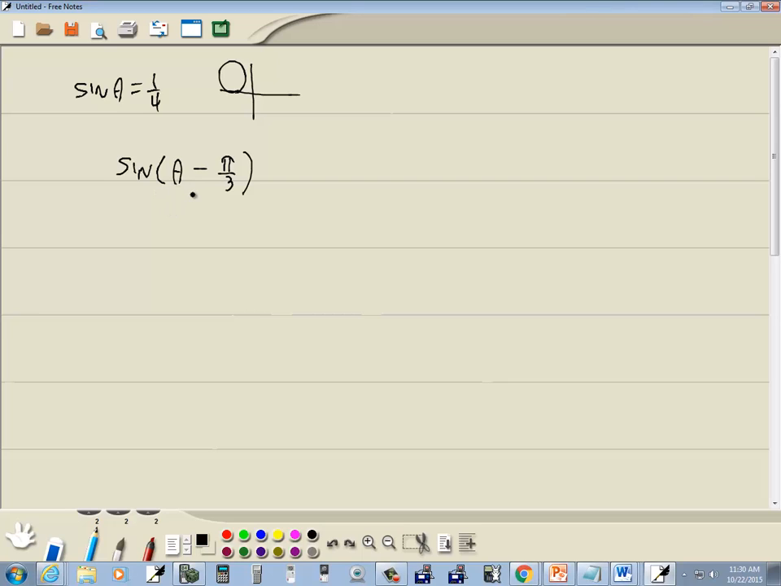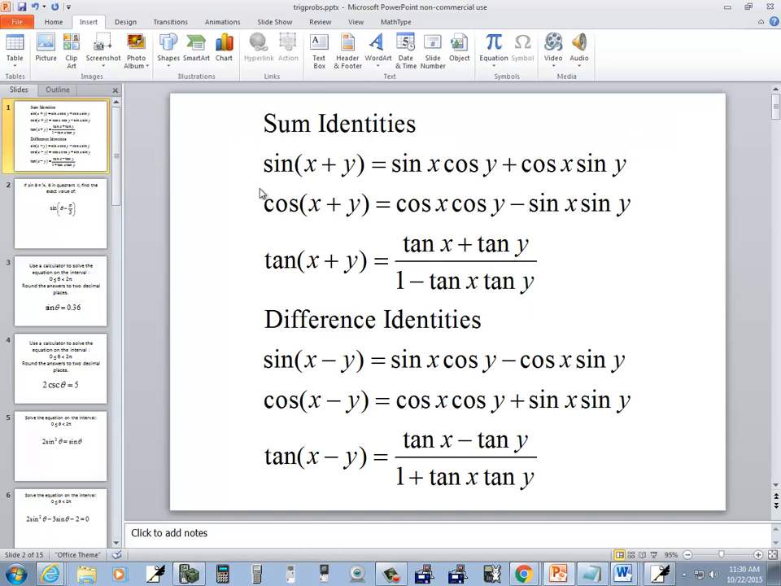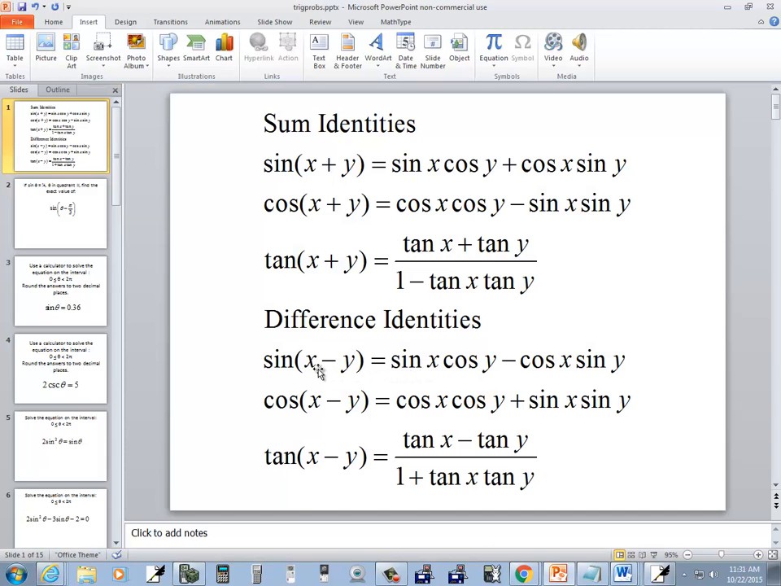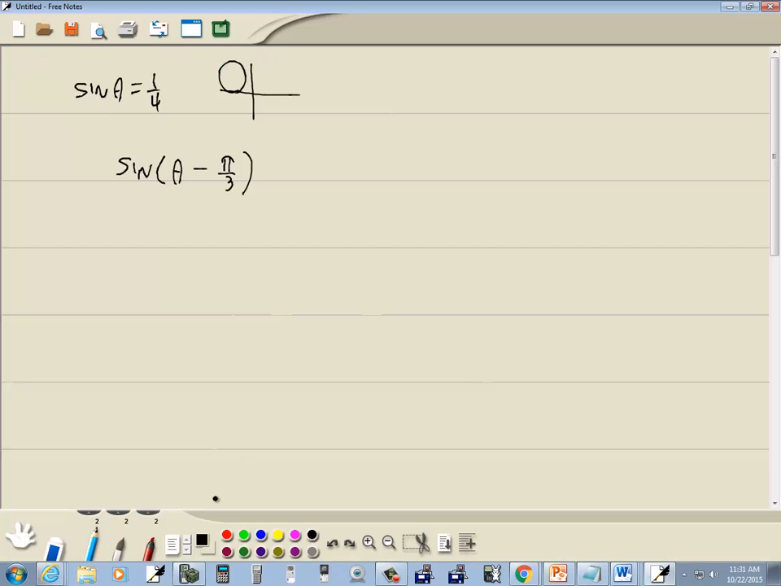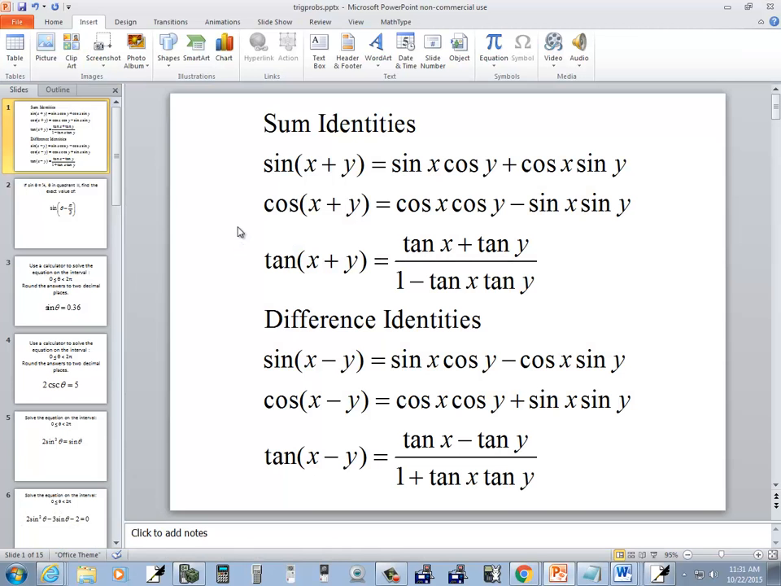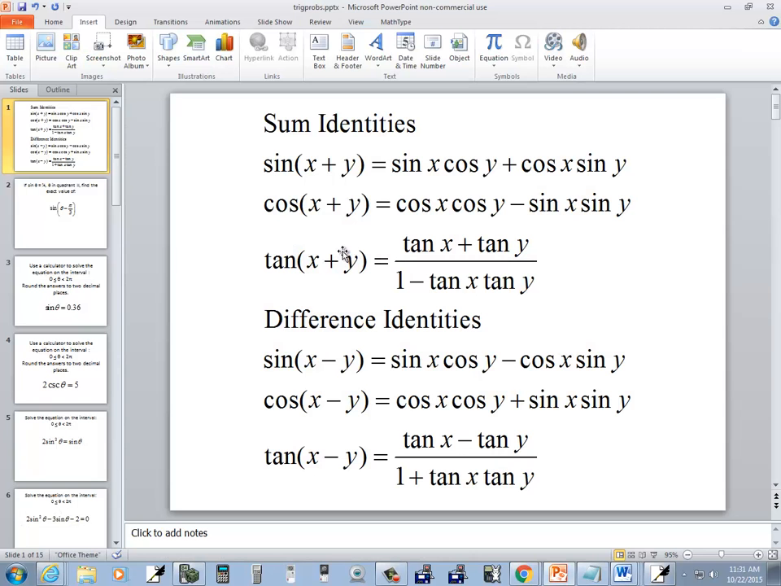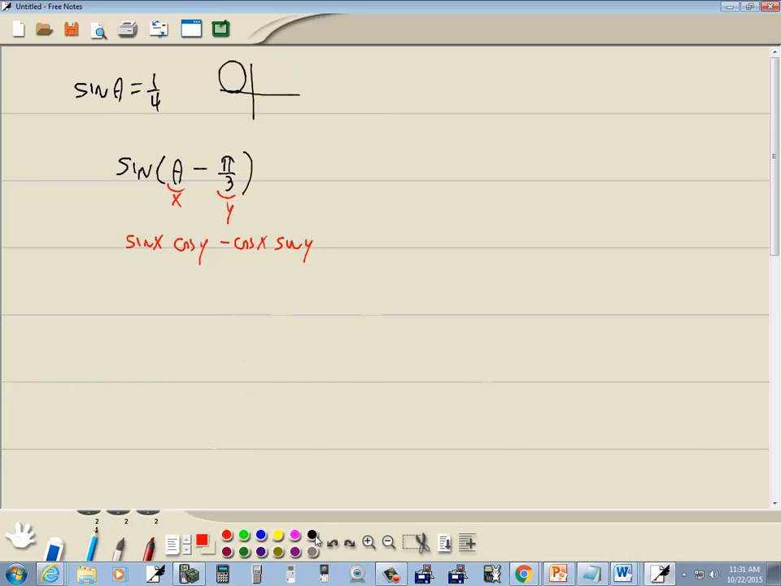Well, this is the difference formula, so let's go look at that. For a difference formula for sine, we have x minus y. Now in this problem, this will be the x, and this will be the y. And our formula says we're going to have sine x cosine y minus cosine x sine y. So we're going to go through and plug in what we identified. We said x is theta and y is pi over 3.